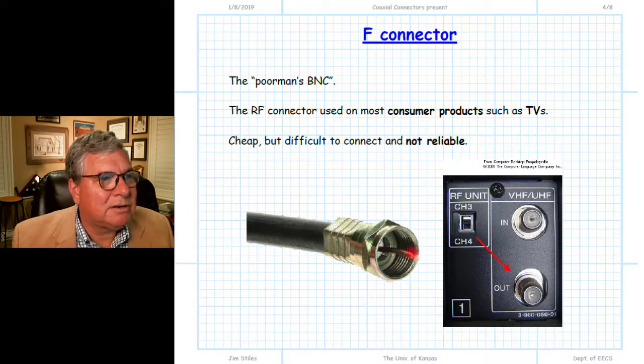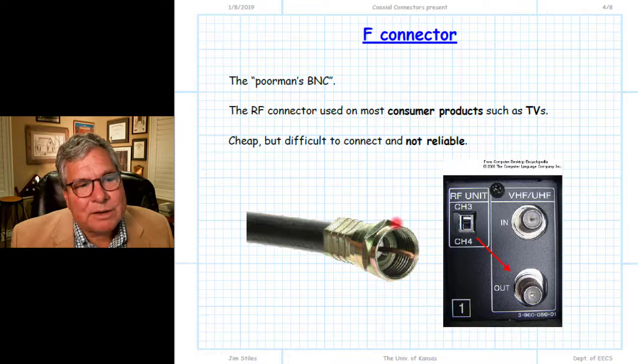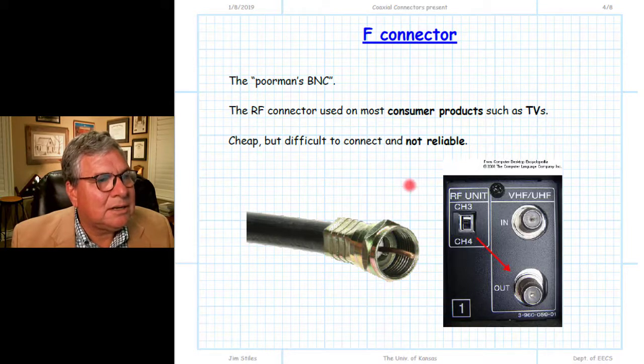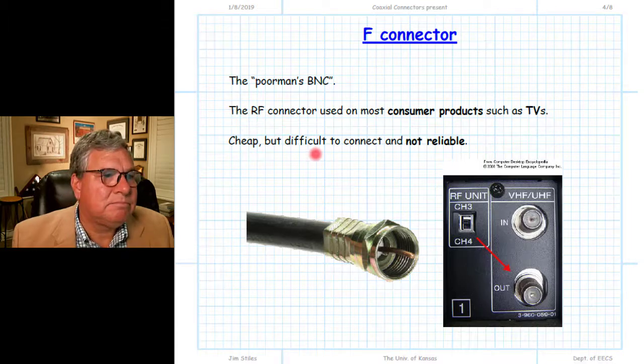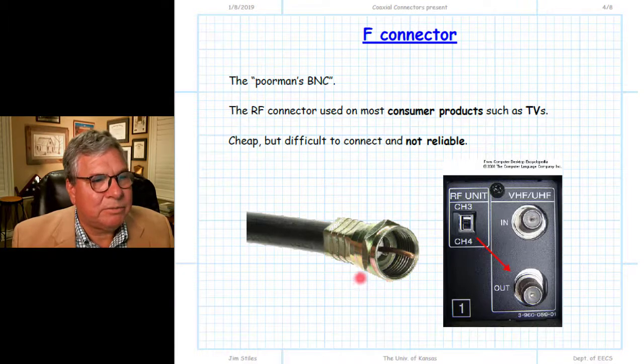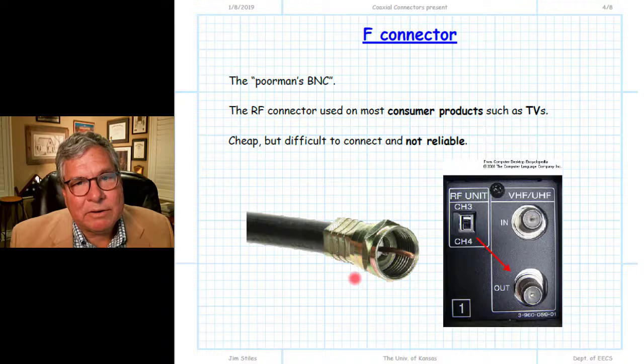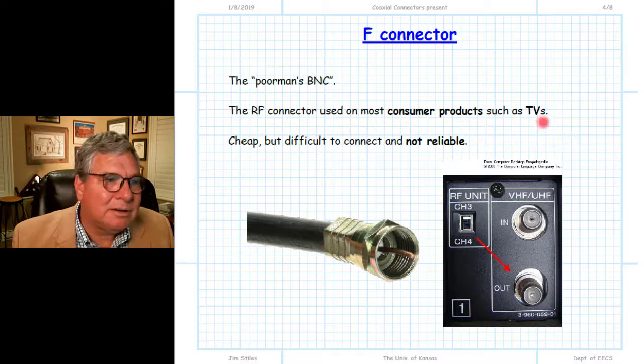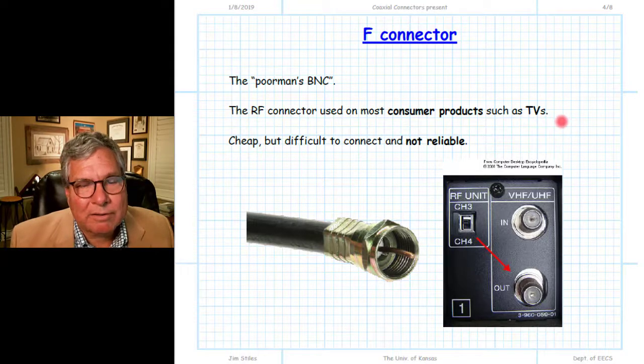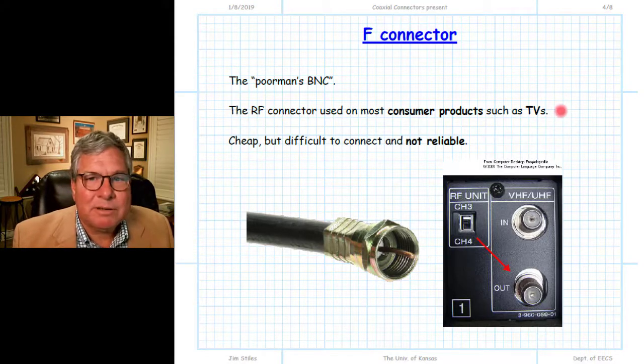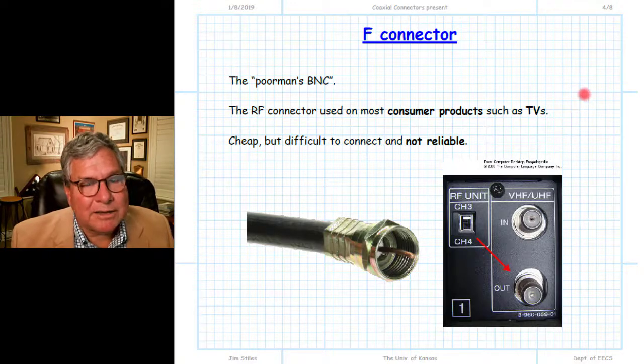And so the F connector is not really a very good connector at all. It's not particularly reliable. It can be difficult to connect. So why is it so prevalent? Well, for one reason and one reason only, it's cheap. And so, like most consumer products, cost is the overriding factor. It doesn't work very well, but it works well enough, and it doesn't cost much. So people used it for years and years, several decades.